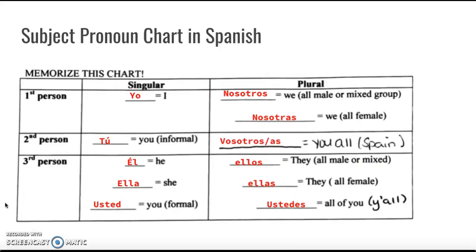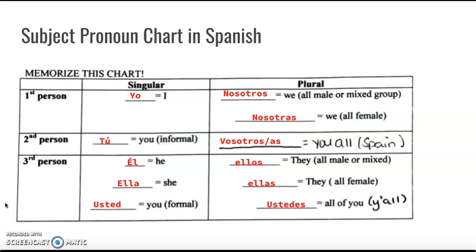Now we're going to look at our chart. In your notes, your chart looks exactly like this. You need to fill in the Spanish subject pronoun. Our first person singular, how we say I in Spanish, is yo. Our second person singular, or saying you informal, is tú.